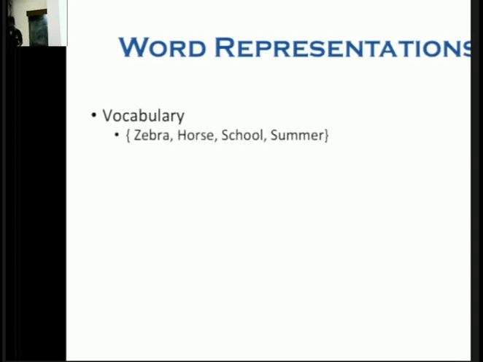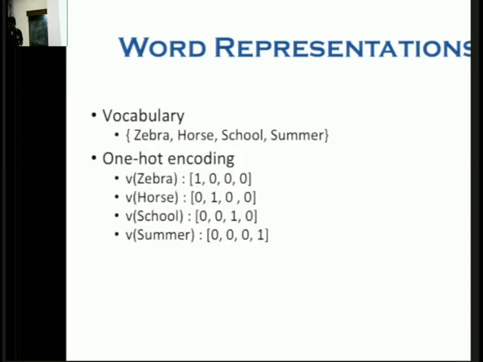This is a small example. Suppose there is one way of representing words called one hot encoding. Suppose my vocabulary has only four words. The first number represents the presence of the word zebra, the second represents the presence of the word horse, and so on. So we can clearly see the vector corresponding to zebra will be this, and horse will be the second one and the rest zero, and so on.